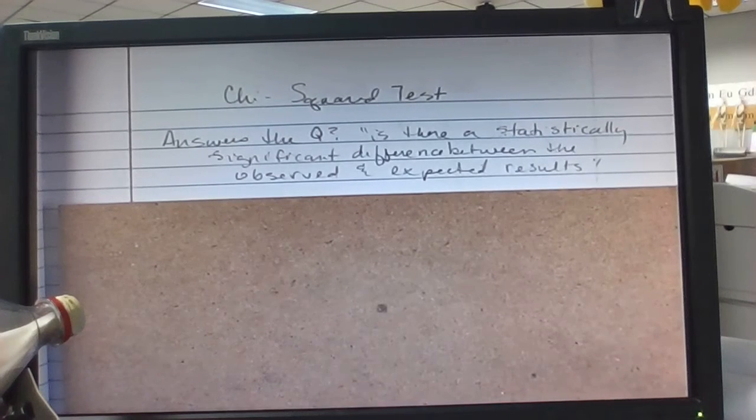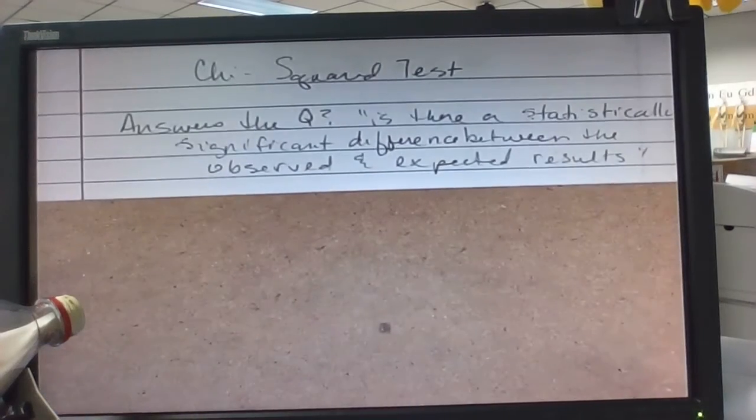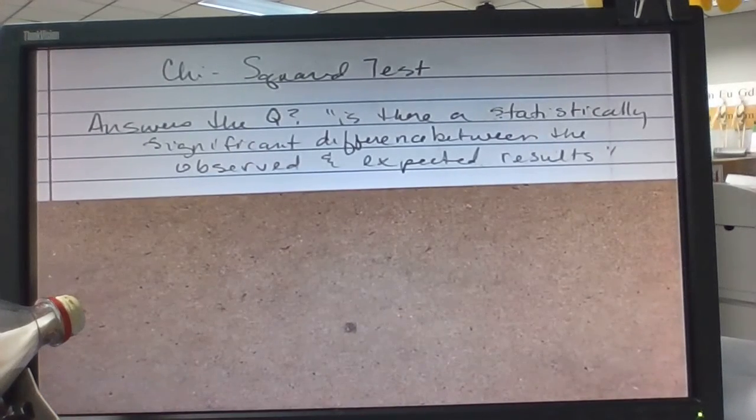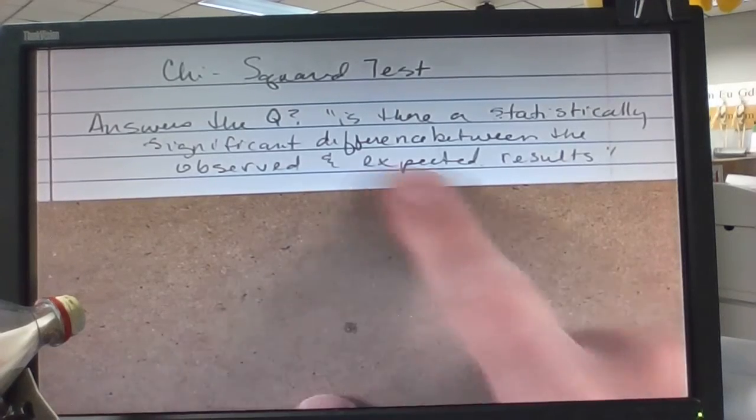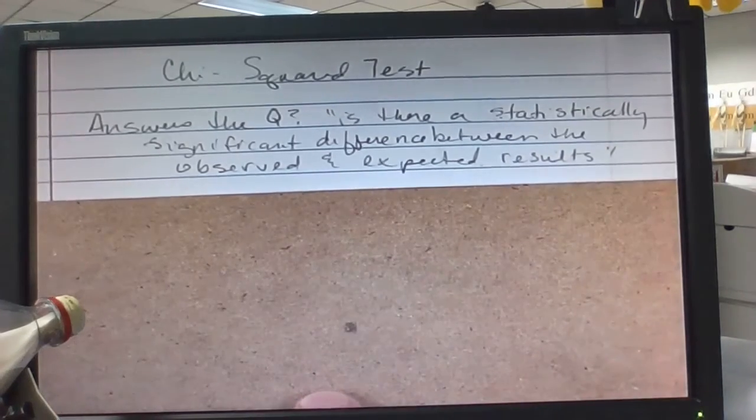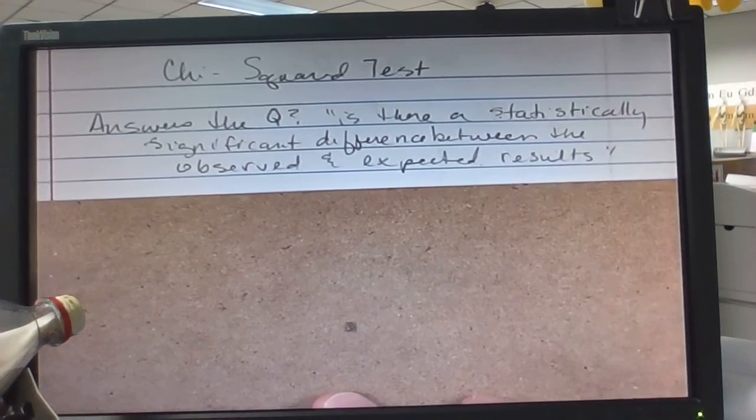So the chi-square test answers the question, is there a statistically significant difference between the observed and the expected results? The observed results are what you actually flipped with your coin. The expected is what we expect to happen, mathematically speaking. We expect it to be 50-50. That's our probability.